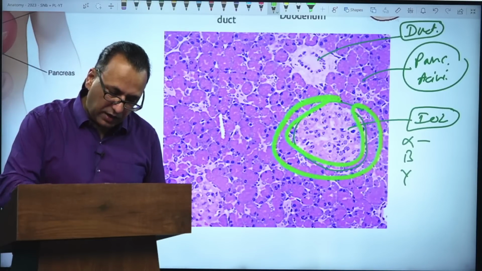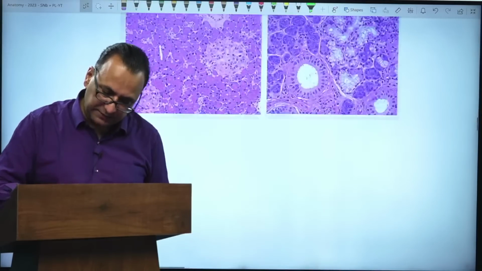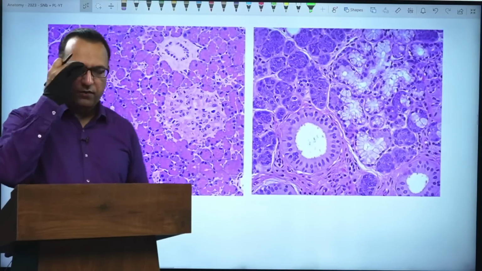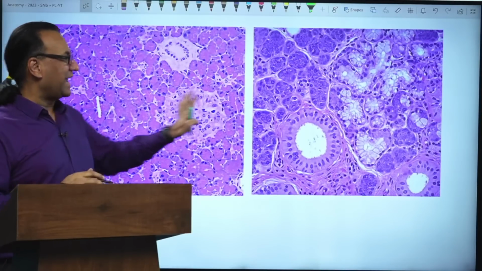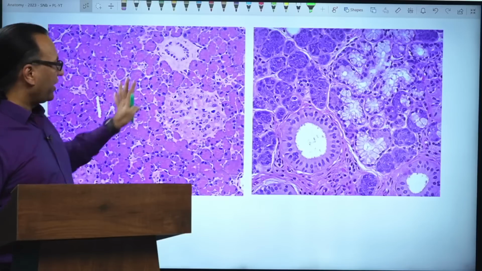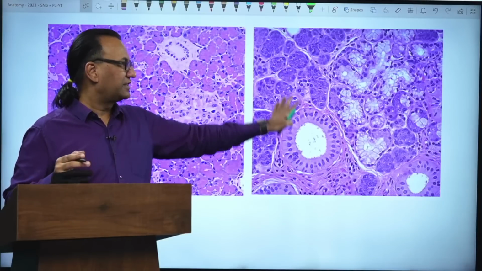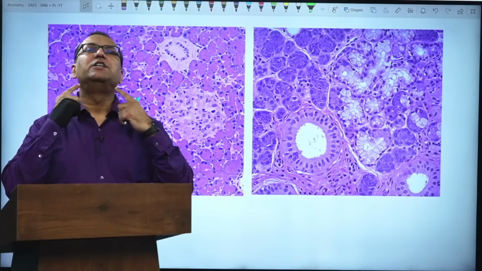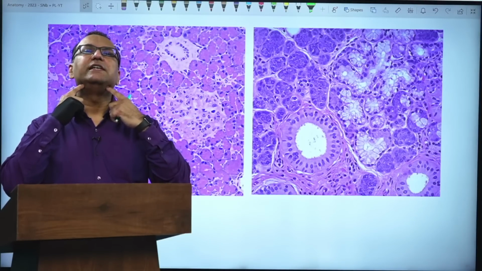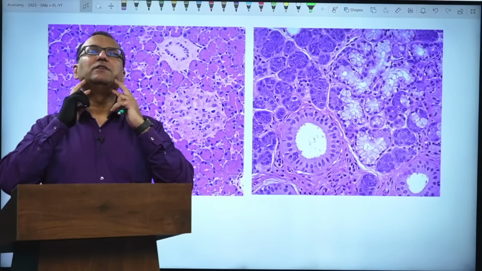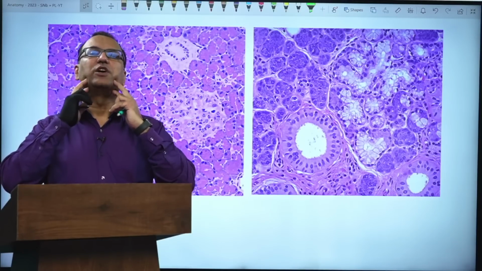Now if we are looking at the other slide, sometimes there can be confusion between pancreas and salivary gland. So pancreas and salivary gland, what is the difference? Say for example, this is submandibular salivary gland. Submandibular salivary gland is mixed salivary gland. It is serous plus mucus.